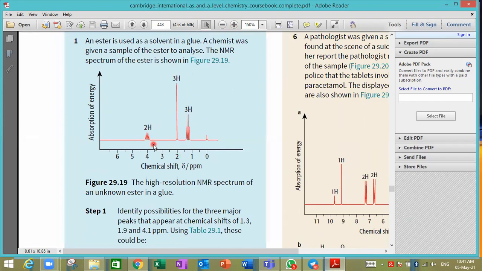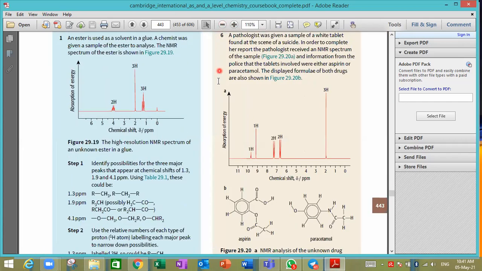And Miss, if we have CH3, bonded to 2 hydrogens, so it became a triplet peak. In this case, above the triplet peak we put 3H, because we have CH3, right? Yes. Okay, fine. Got it. Any other question? No, Miss.